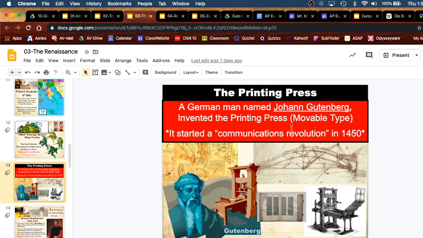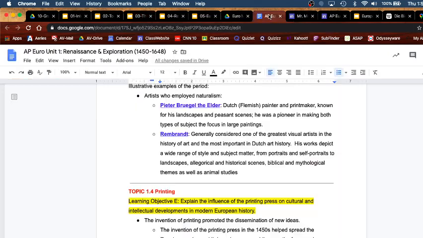And so later, there's so many people who are going to be inspired by Christian writers, and they can get their literature out fast, which is going to increase literacy across the continent of Europe. So to come back here, the invention of printing promoted the dissemination of new ideas, right? So ideas are spreading, disseminating. The invention of the printing press in the 1450s helped spread the Renaissance beyond Italy and encouraged the growth of vernacular literature, which would eventually contribute to the development of national cultures.